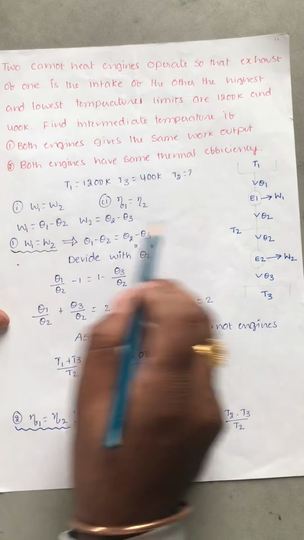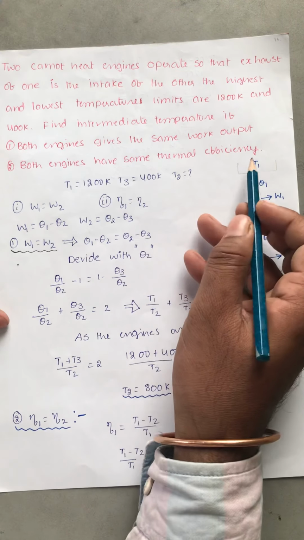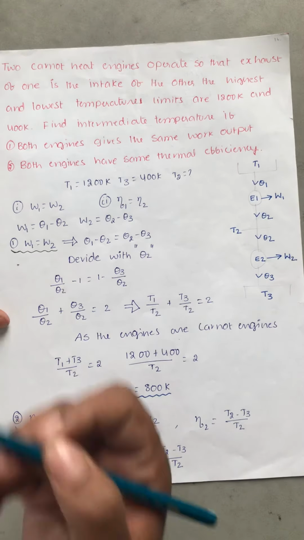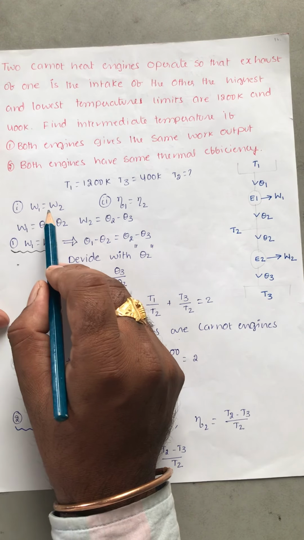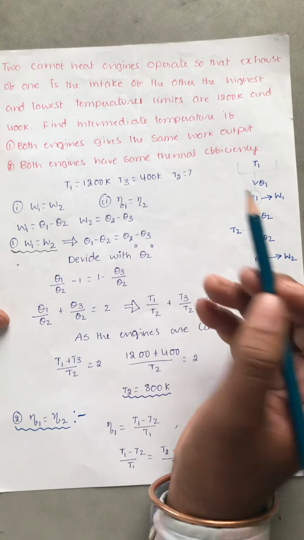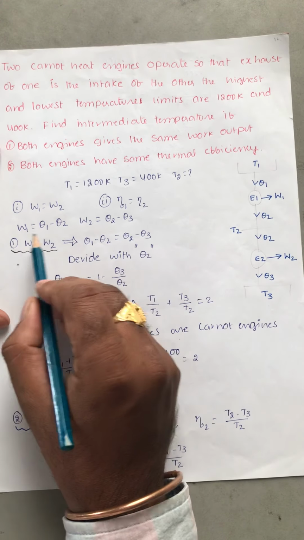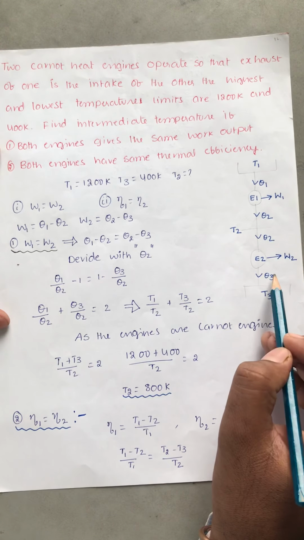That is W1 equal to W2. And second, both engines have the same thermal efficiency, eta 1 equal to eta 2. So let us consider the first case. W1 equal to W2, what is T2? If eta 1 equal to eta 2, what is T2? So W1 equal to Q1 minus Q2, W2 equal to Q2 minus Q3.